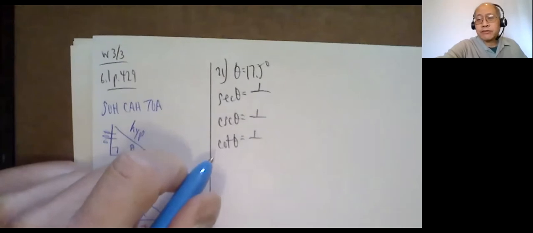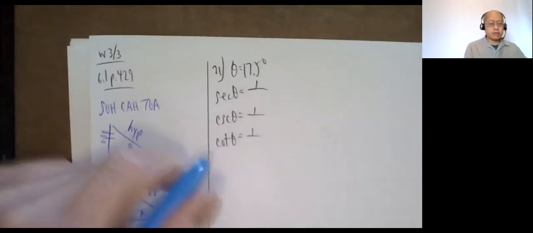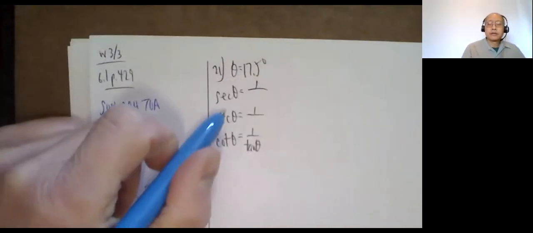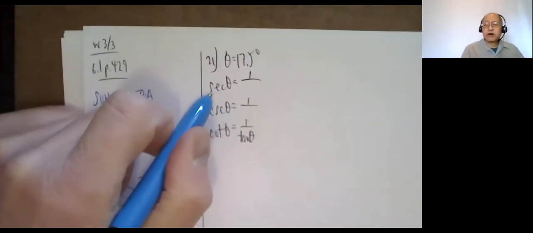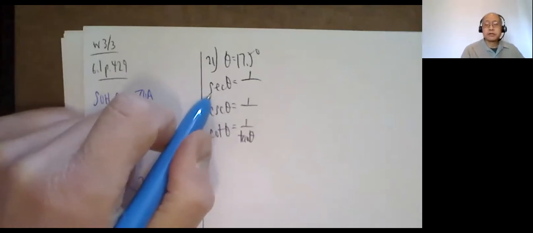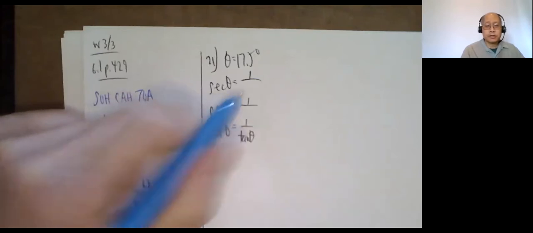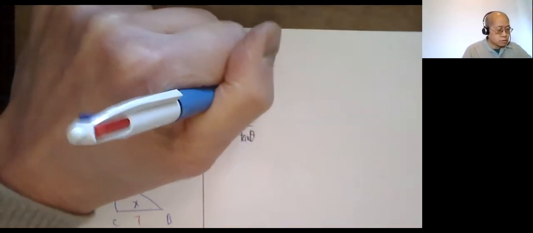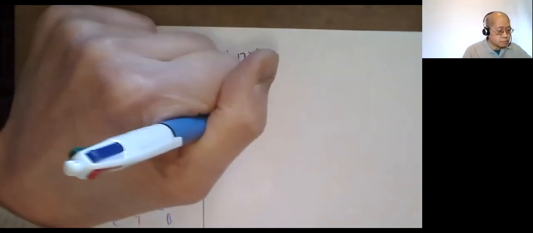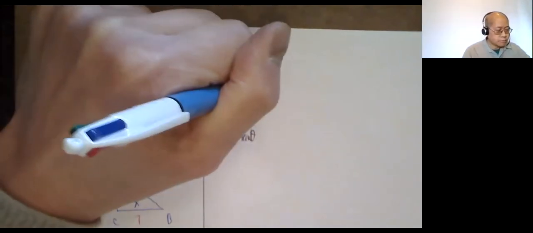And remember the rule I gave you. Cotangent is easy. Cotangent is the reciprocal of tangent. And what are the rules here? If one function has a co, the reciprocal does not have a co. So secant, no co, reciprocal has a co, cosine. Cosecant, there's a co, reciprocal does not have a co, sine.